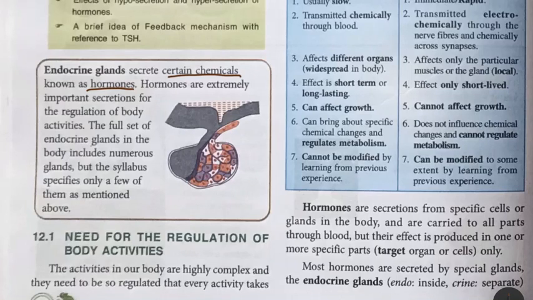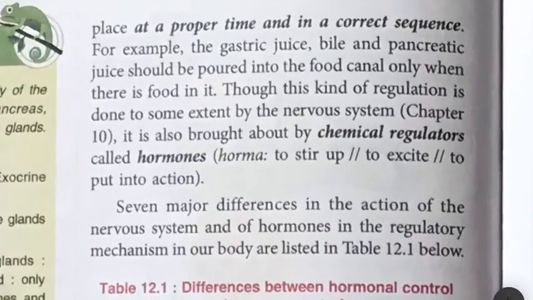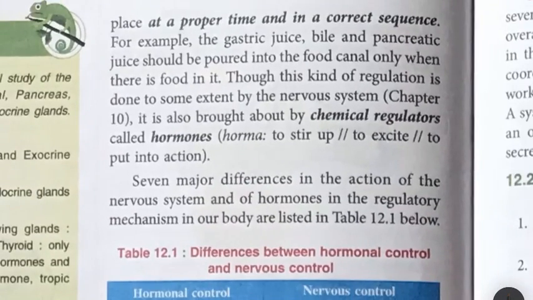Why is there a need for regulation of body activities? Because the activities in our bodies are very complex and they need to be regulated in such a way that every activity takes place at a proper time and in a correct sequence. For example, the gastric juice, bile and pancreatic juice should be poured into the food canal when? Only when the food is in it.